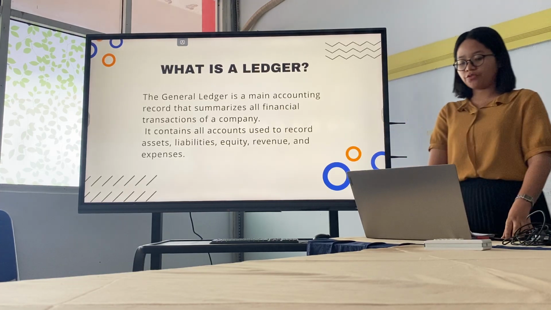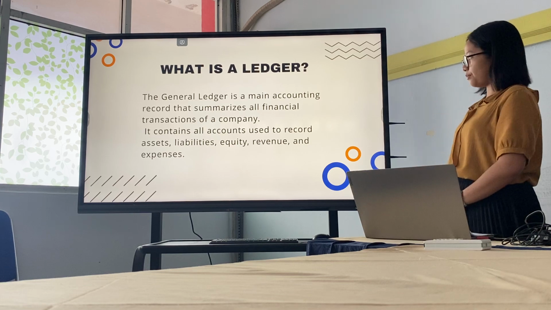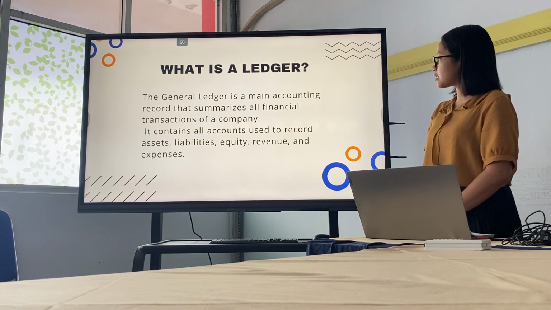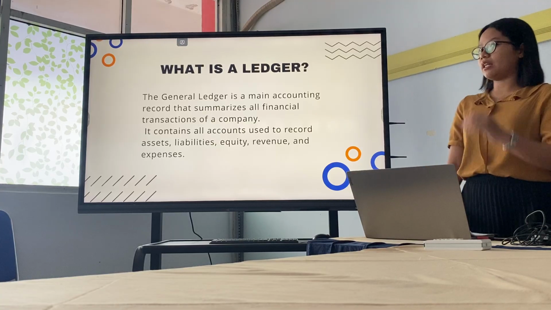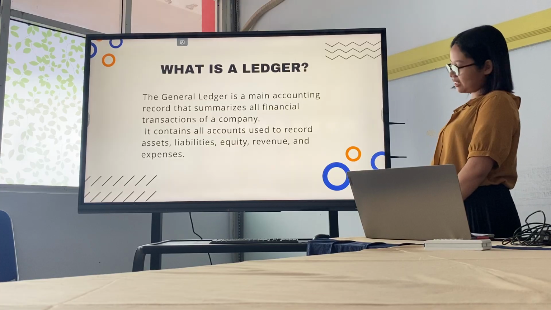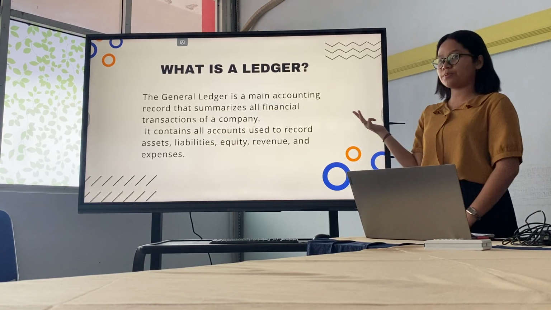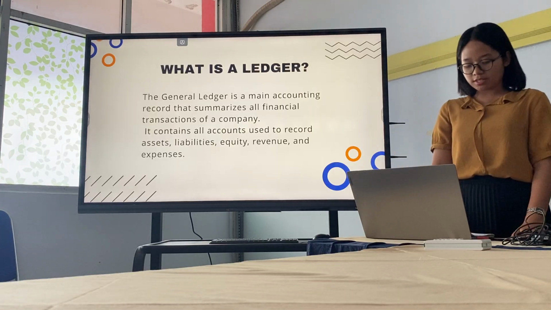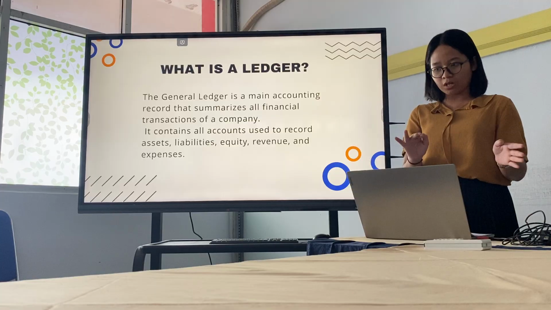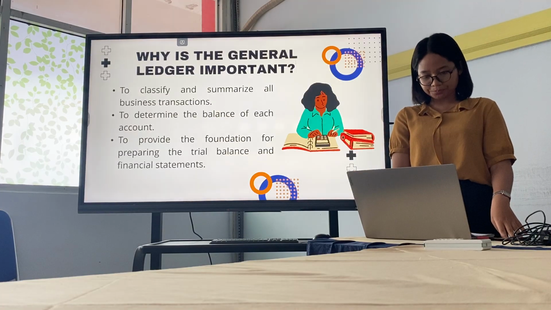Okay. So the first is, what is a ledger? The general ledger is the main accounting record and summary of a company, including assets, liabilities, equity, revenue, and expenses. In simple words, it helps us to see all the movements in the account clearly.